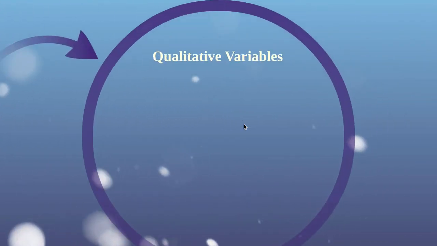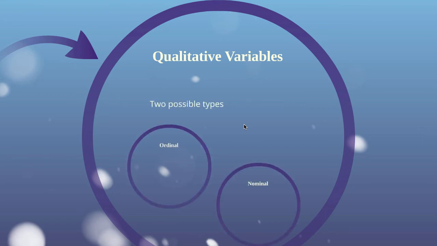Okay? So now if we are focusing back on qualitative variables, we need to understand that this type of variable can be broken down further into two possible types of qualitative variables, ordinal and nominal variables.